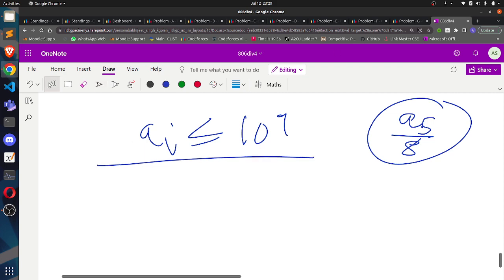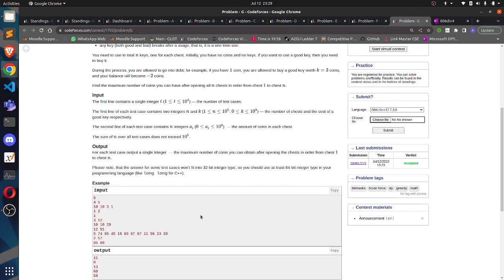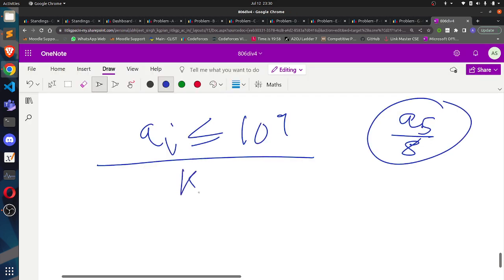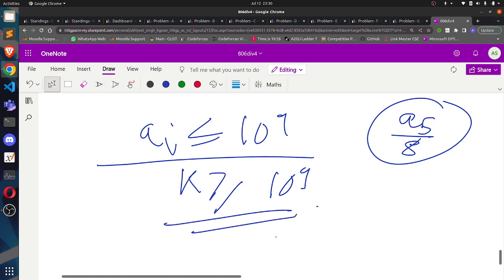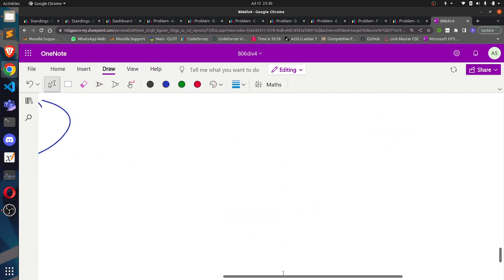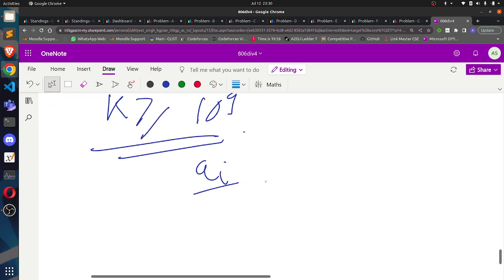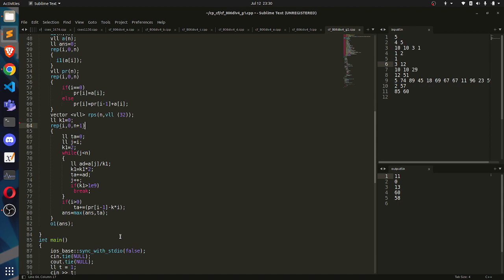So ai can be at most 10 to the power 9. If k becomes greater than 10 to the power 9, then for all the values of ai that occur after that, the value we would have to add, ai by k, becomes 0. So we are breaking the loop afterwards. We are doing this because if we do not break the loop in between, it will give us O(n squared) time complexity, which we don't want.